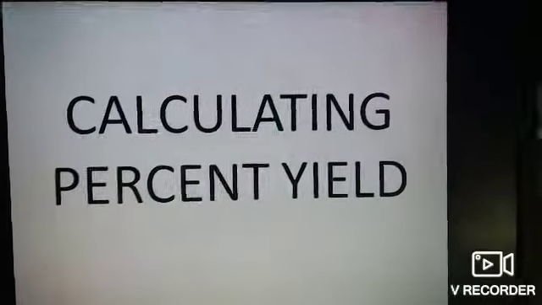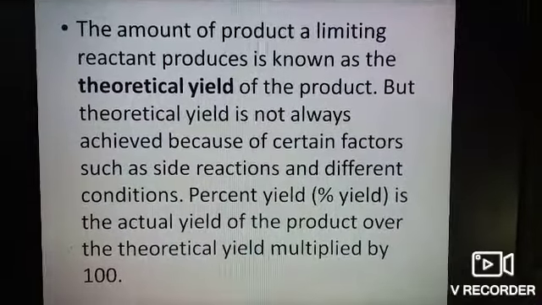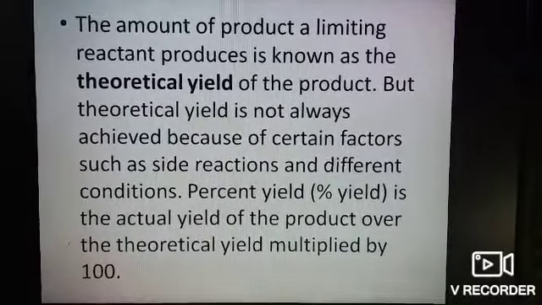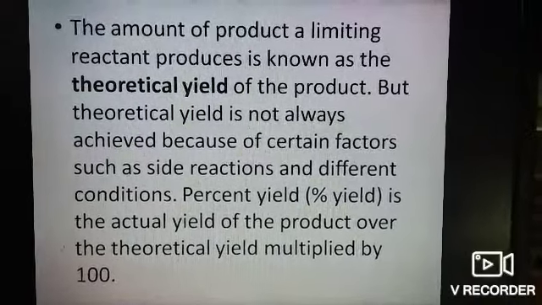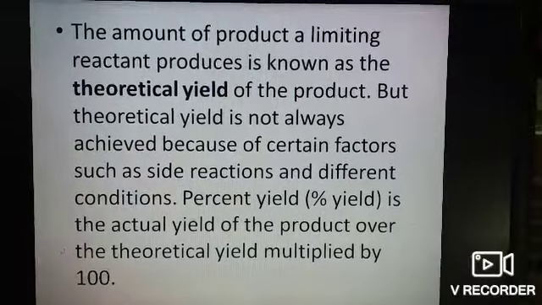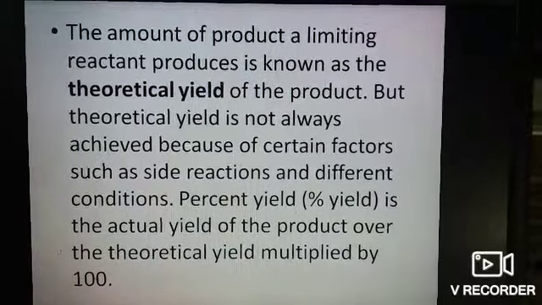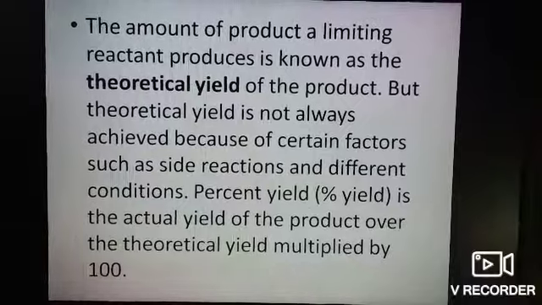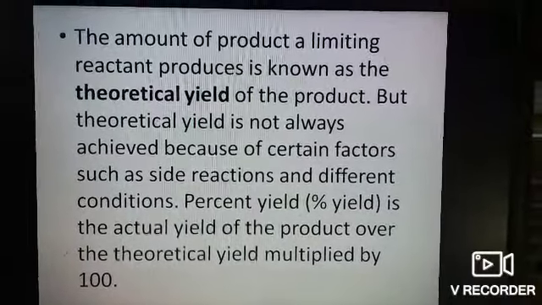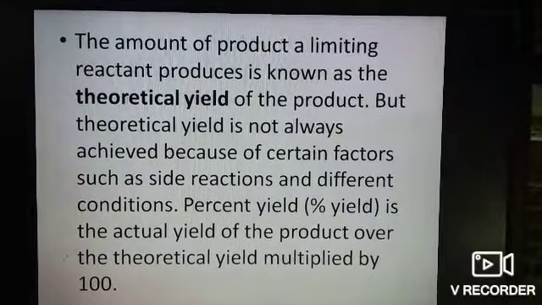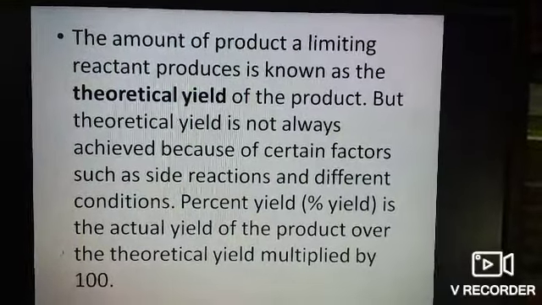Our week 9 topic is about calculating the percent yield. The amount of product a limiting reactant produces is known as the theoretical yield of the product. But theoretical yield is not always achieved because of certain factors such as side reactions and different conditions. Percent yield is the actual yield of the product over the theoretical yield multiplied by 100.